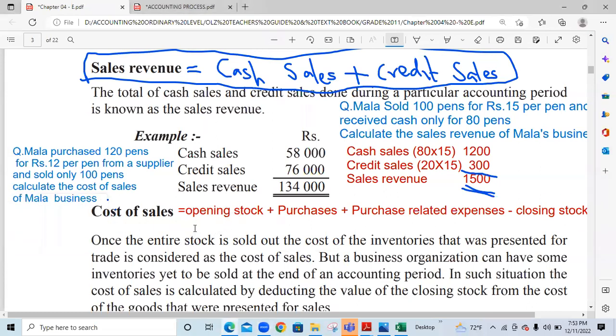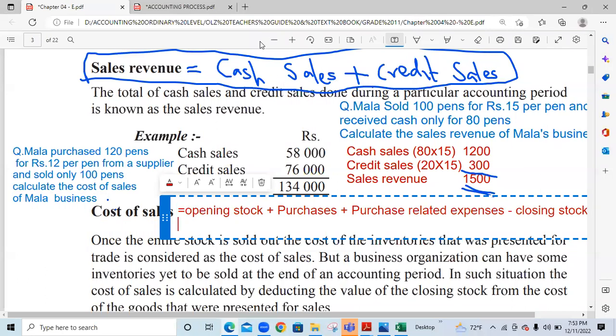As at the starting date, did you have any stocks remaining? Did they tell us Mala had any opening stock? Opening stock is the amount Mala has in her hand at the starting date. Guys, how many pens did Mala purchase? Mala purchased 120 pens each at 12 rupees. So what's the value of purchase? 1,440.